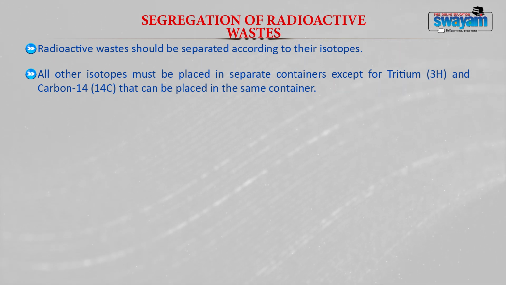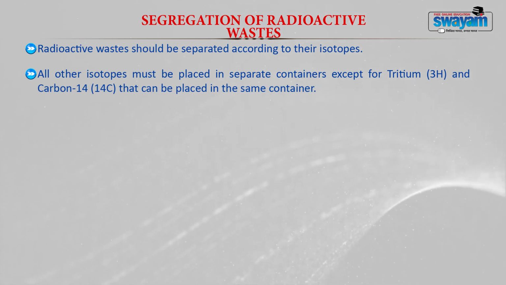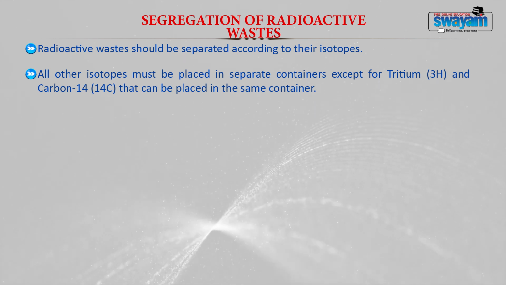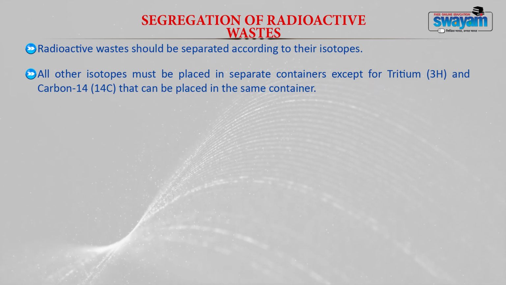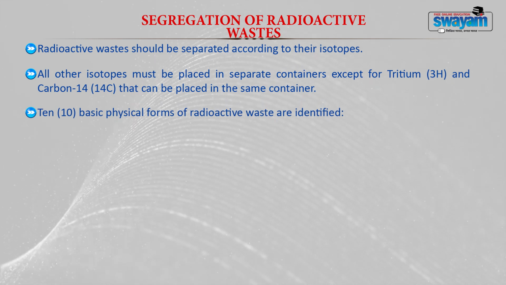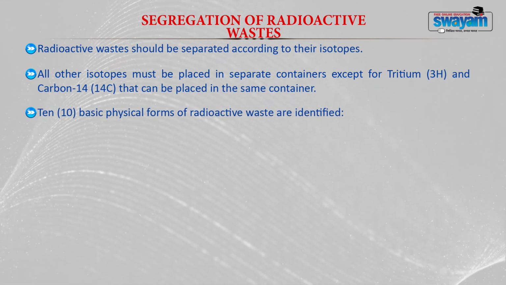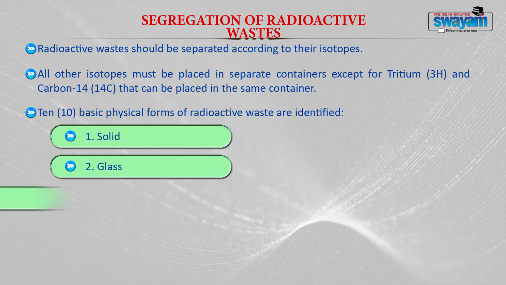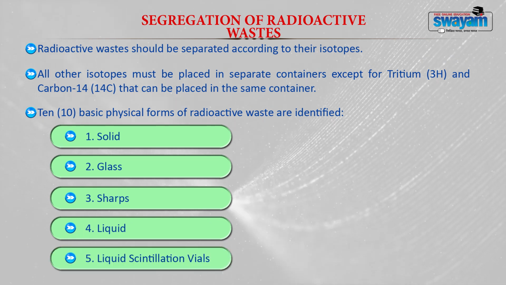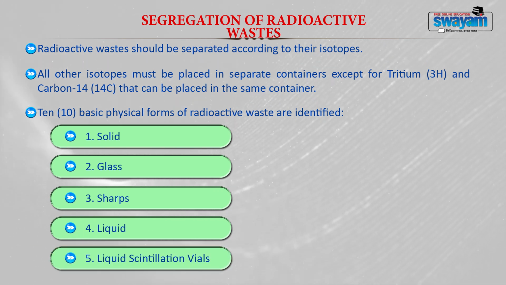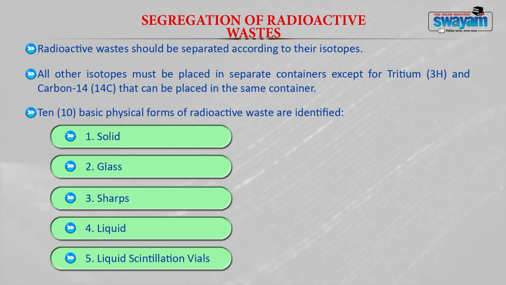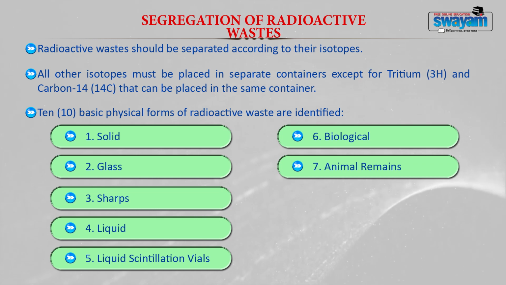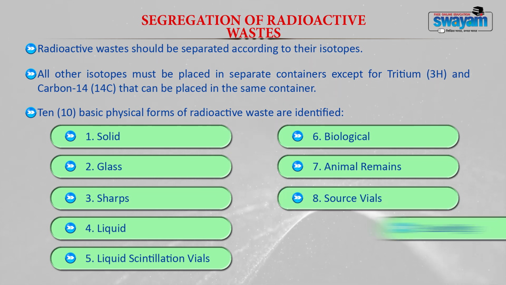All other isotopes must be placed in separate containers except for tritium and C14. These two can be placed together in the same container. 10 basic physical forms of radioactive waste have been identified, and these forms are solid, glass, sharps, liquid, liquid scintillation vials, which are used in scintillation counters, then biological, then animal remains, then source vials, lead pigs and sealed sources.